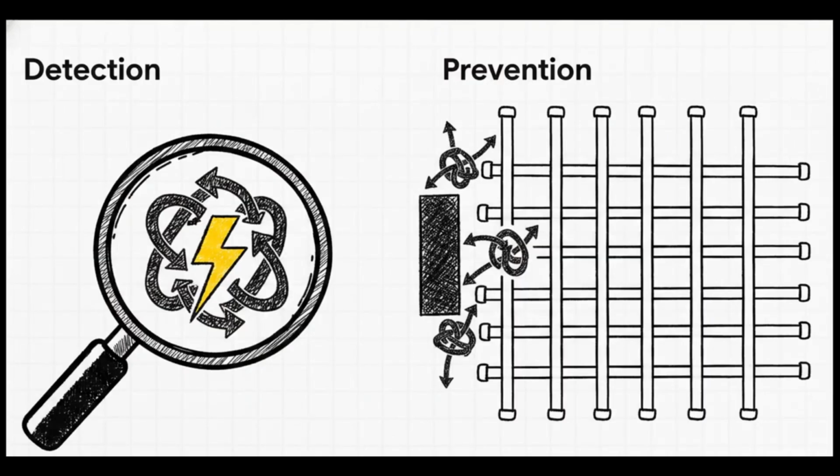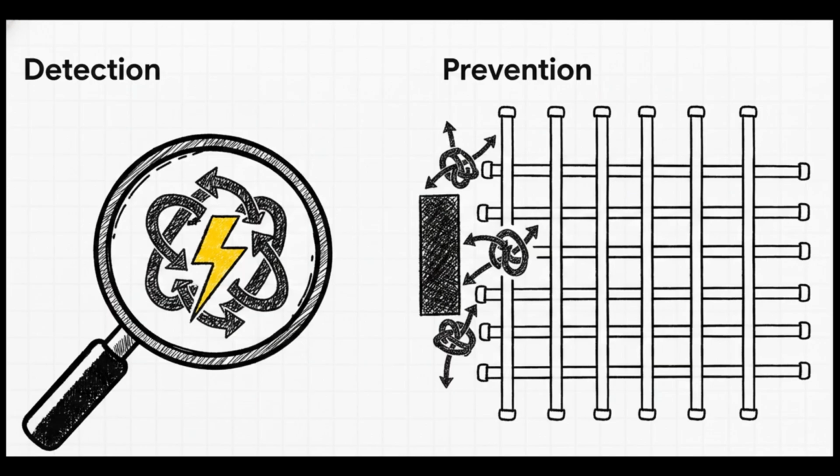So how do we beat the standoff? Mainly two ways: detection and prevention. With deadlock detection, the system actively scans the background for these infinite standoffs and forcibly breaks them apart. With deadlock prevention, the system establishes really rigid rules up front to ensure a deadlock scenario can mathematically never form in the first place.